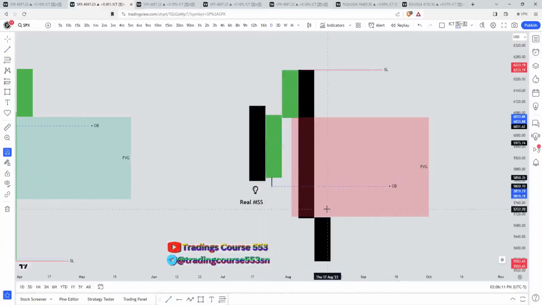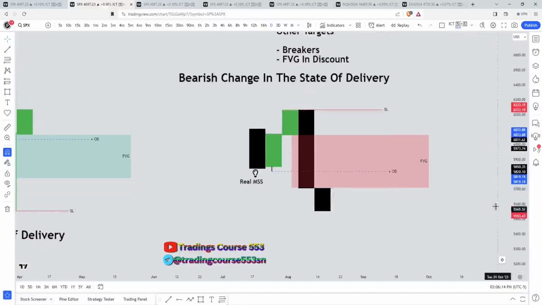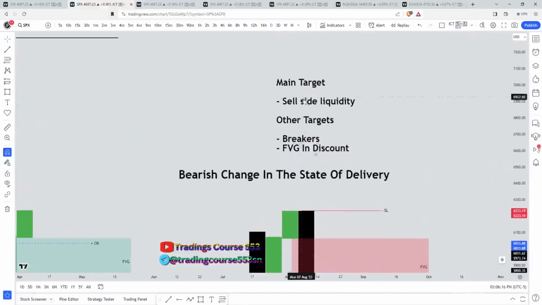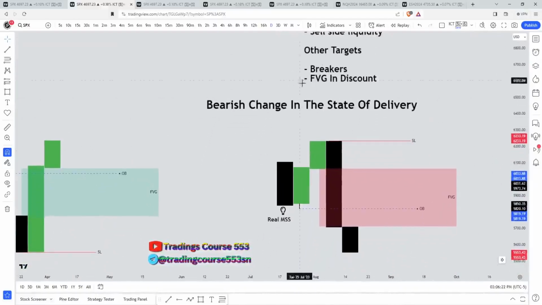Once price can do that and create a bearish fair value gap, I'm targeting sell side liquidity 90% of the time. Other targets can be breakers in a discount or a fair value gap in a discount. Or sorry, did I say breakers in a discount? I'm either targeting a breaker or a fair value gap in a discount for the low hanging fruit target.